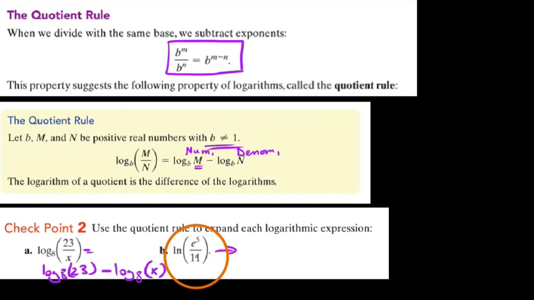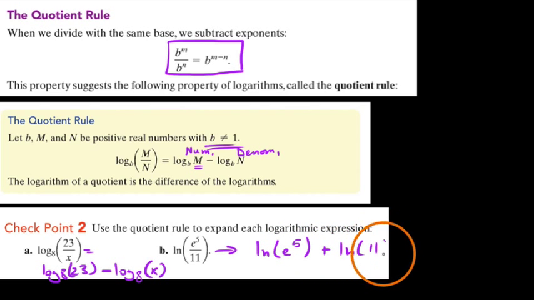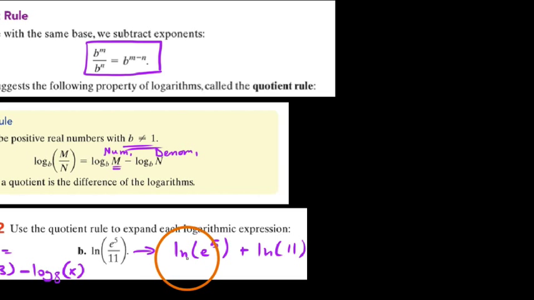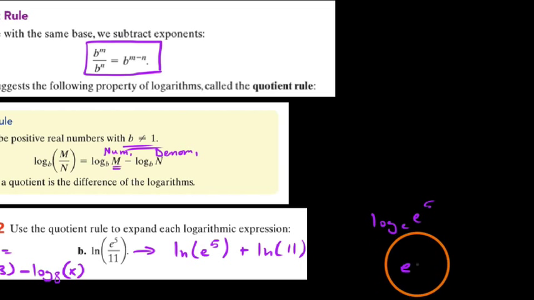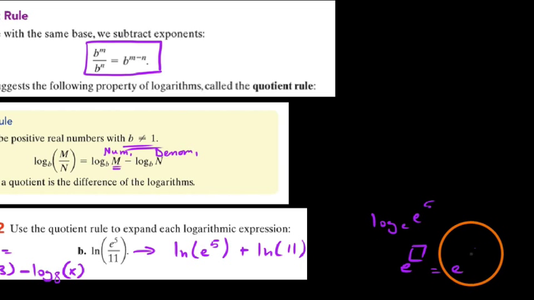Likewise here, we have the natural log, and we could see this as being the natural log of the numerator, ln of e to the 5th, minus ln of the denominator, which is this 11 right here. By the way, ln of e to the 5th, this log base e of e to the 5th here, is asking: e to the what power equals e to the 5th here? We just get 5. Okay, you just get the 5.